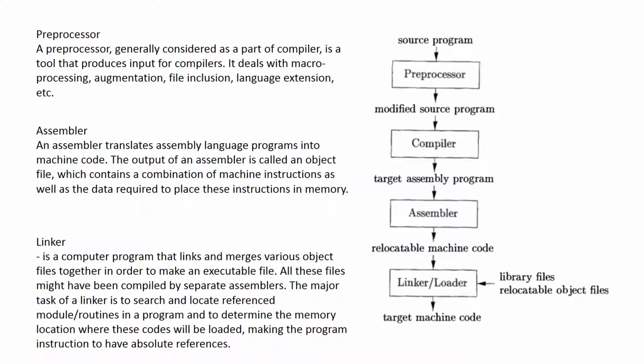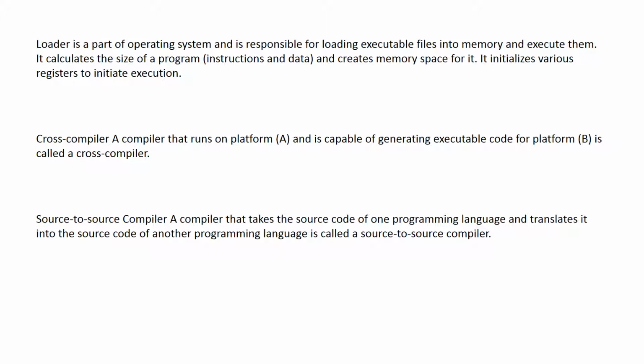The output of an assembler is called an object file, which can contain a combination of machine instructions as well as the data required to place these instructions in memory. Linker is a computer program that links and merges various object files together in order to make an executable file. Loader is a part of the operating system and is responsible for loading executable files into memory and executing them.